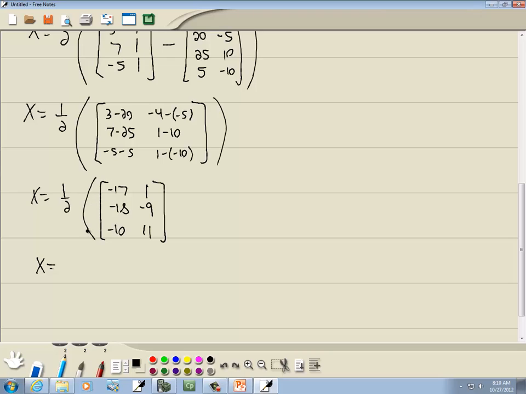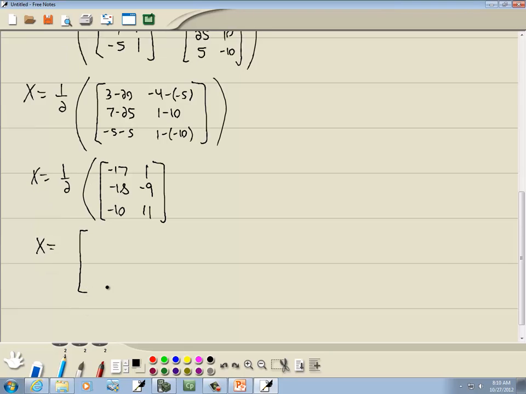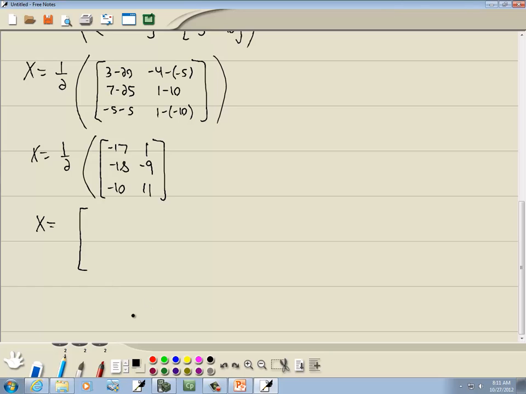And now we'll multiply the 1/2 through. So we'll take 1/2 times negative 17. That gives us negative 17 halves. 1/2 times 1, that gives us 1/2. 1/2 times negative 18 is negative 18 halves. Negative 9 halves. Negative 10 halves. And 11 halves.